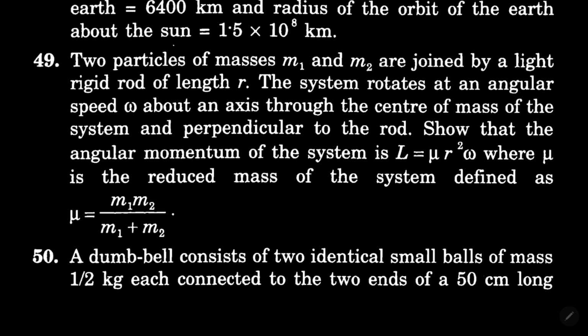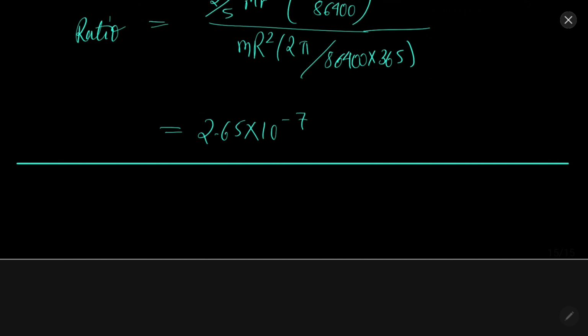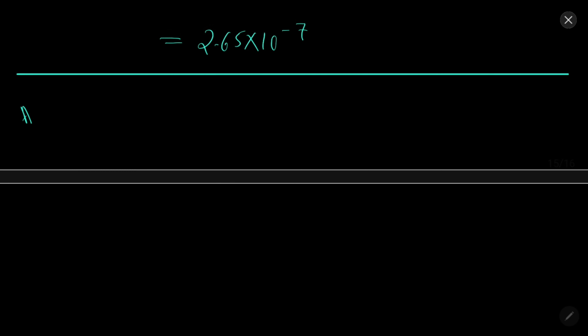In question 49, two particles of mass m1 and m2 are joined by a light rigid rod. Show that the angular momentum of the system is L equal to mu r square omega, where mu is the reduced mass. So this is solution 49.